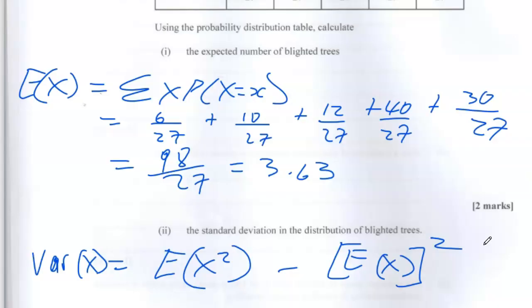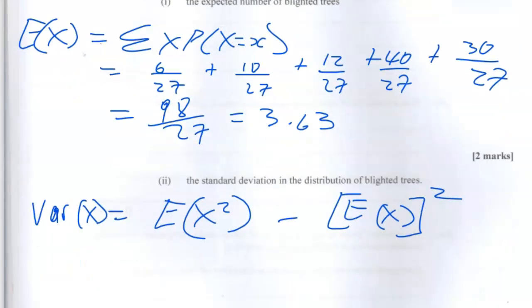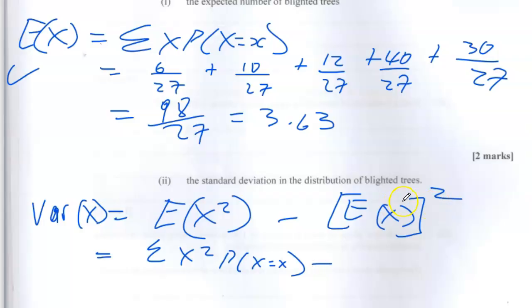So let's find E of x squared now. Notice how we found E of x: E of x is x times the probabilities. E of x squared is x squared times the probabilities, minus E of x all squared, and we found E of x was 3.63. So E of x all squared is 3.63 all squared. Let's find E of x squared now, and again E of x squared is x squared times the probabilities.